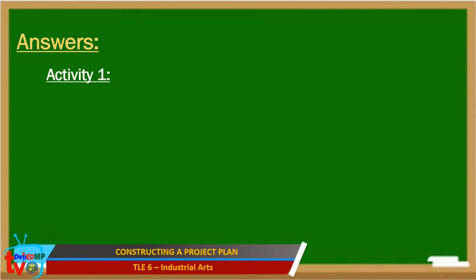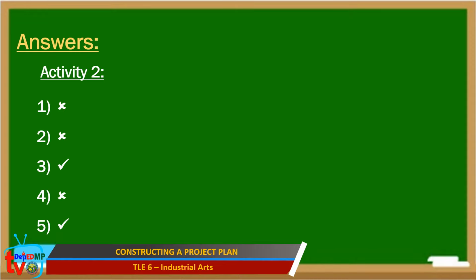Now let us check your answers. For activity 1, number 1 is B, 2 is A, 3 is C, 4 is C, 5 is A. For activity 2, 1 X, 2 X, 3 check, 4 X, 5 check, 6 check, 7 check, 8 X, 9 X, and 10 check.